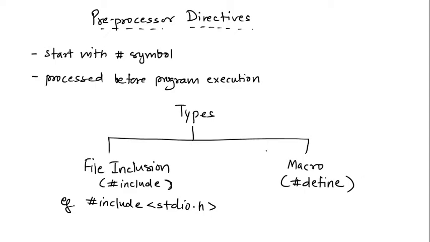But just to summarize, hash include is for including the header file into a program, whereas macro, that is the hash define directive, is for creating a symbolic constant. Okay, so let us have more on macros in C.